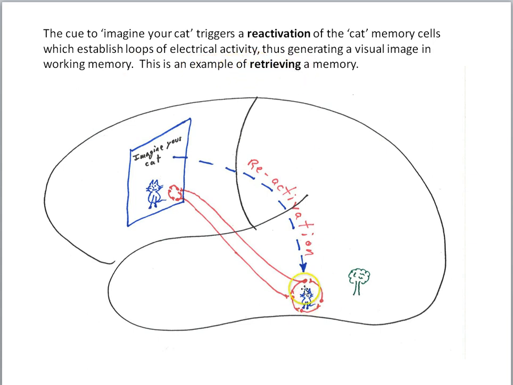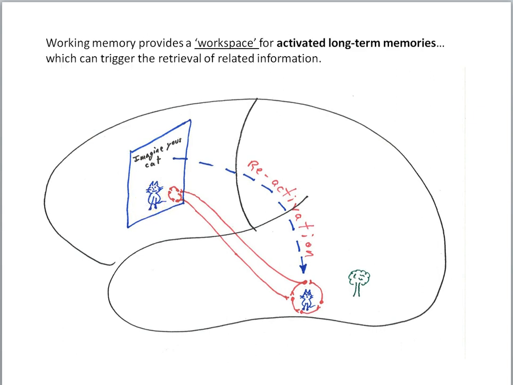So again, if we know our cat, we have a memory of our cat, that memory is not activated unless we're sort of seeing the cat or thinking about the cat. And one way to reactivate that memory is to get a cue like imagine your cat. Here then, the cue is going to reactivate the memory of our cat, set up loops of neural activity, and then we're going to have a visual image. Now, a lot of people report that the visual image of the cat is not as vivid as the actual perception of a cat, but nevertheless, we can have an image of a cat even though our cat is not present.